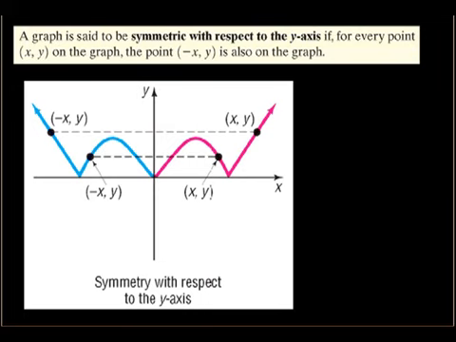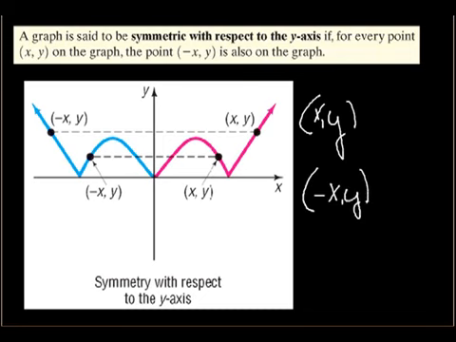So let's look at symmetry with respect to the y-axis. Once again, if I put a mirror on the y-axis, it would look the same on each side. If x, y is my original point, my original ordered pair, then this time -x, y would make it symmetric. So let's say I had 7, 9 as an ordered pair for my original. Then, to be symmetric with respect to the y-axis, it would just be -7, 9.